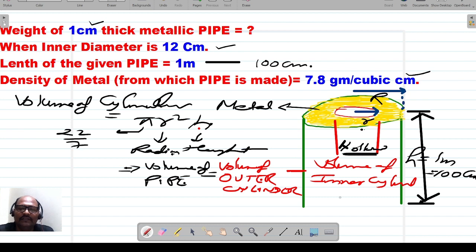Hollow. So this is extended till this point, and here it's closed like this. Okay, so volume of outer cylinder. What is the volume of outer cylinder? You tell me. Volume of outer cylinder is pi r square h, and inner cylinder will be pi r square h. R is smaller here for the inner cylinder.